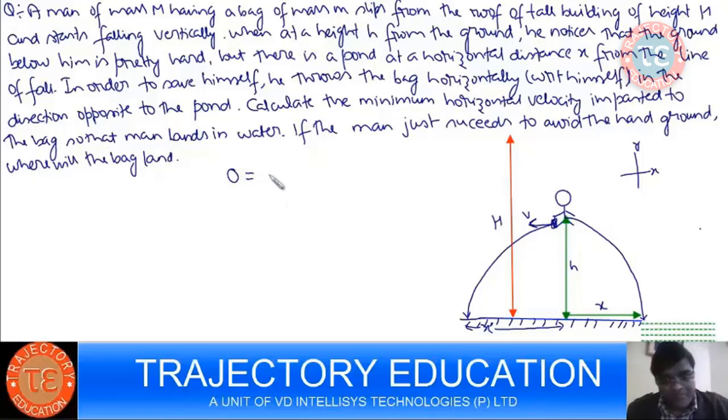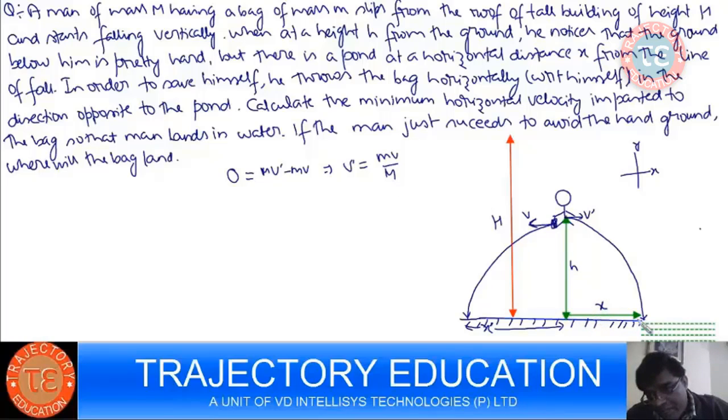Linear momentum initially was 0. Suppose the man throws the bag with velocity v, and as a result the man gets thrown in backward direction. The man gets a recoil with a velocity of v dash. Initial momentum was 0. The final momentum is going to be Mv dash minus mv. This is the linear momentum after throwing the bag. This must be equal to the initial momentum, that is 0. So v dash which you get is mv by capital M.